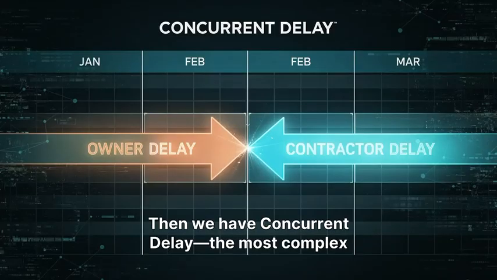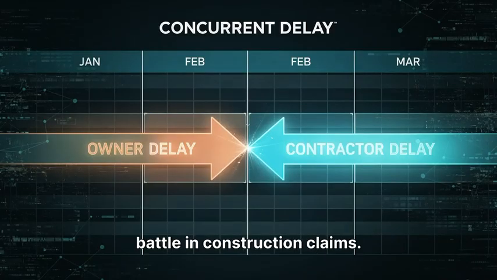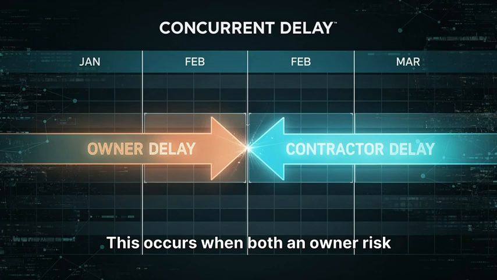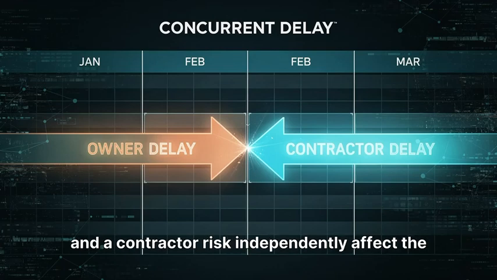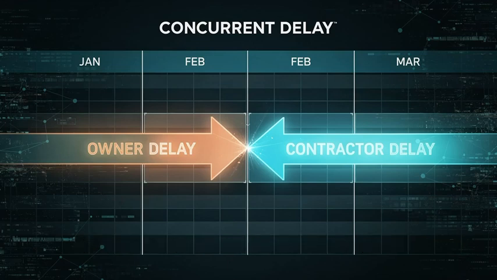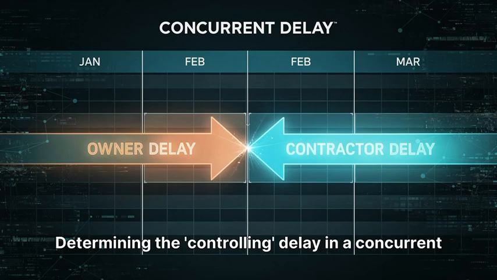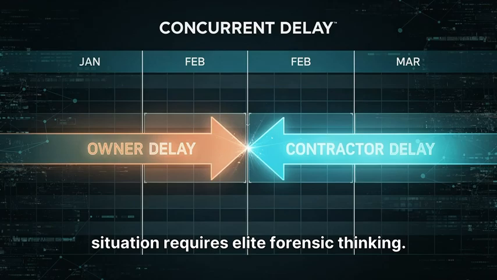Then we have concurrent delay, the most complex battle in construction claims. This occurs when both an owner risk and a contractor risk independently affect the project completion during the same period. Determining the controlling delay in a concurrent situation requires elite forensic thinking.